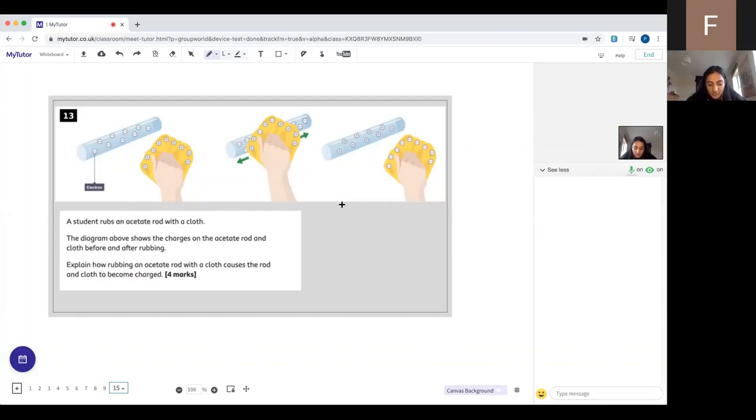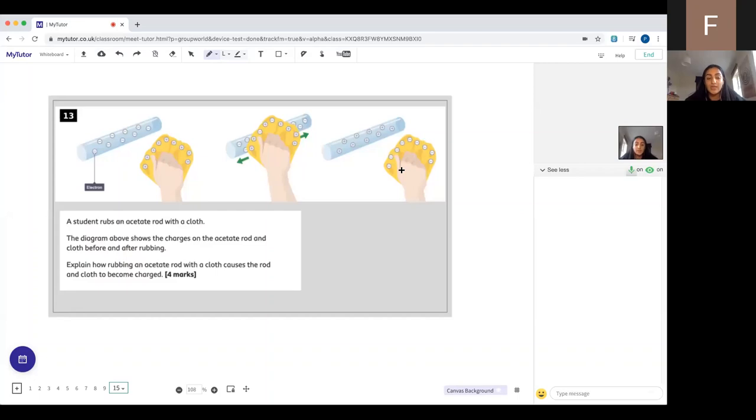Okay, so I can see some great answers on the chat using all the keywords that we've talked about, which is really good. So for this one, friction causes electrons to move from the rod and onto the cloth. The charge on the rod is positive because it has lost electrons, and the charge on the cloth is negative as it has gained electrons. So the key idea here is to include in your answer that the movement of electrons, the transfer of electrons, is the reason for the rod and the cloth becoming charged. So again, it's that transfer of electrons that allows this static electricity and this electrical charge to happen.